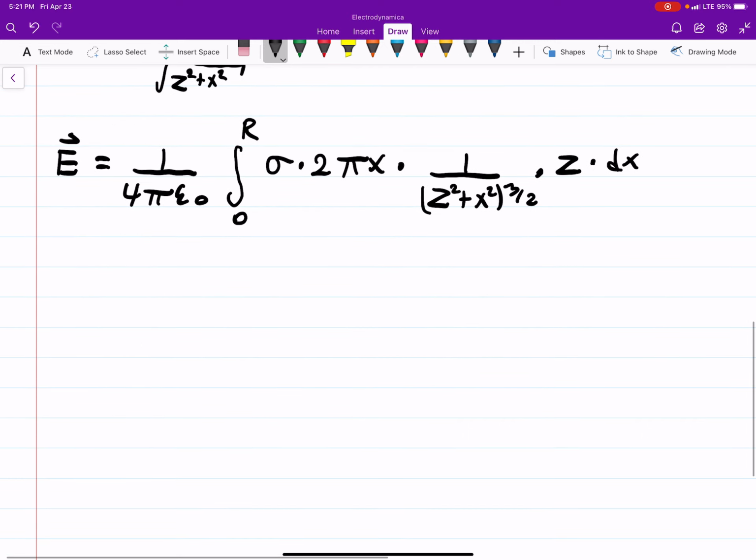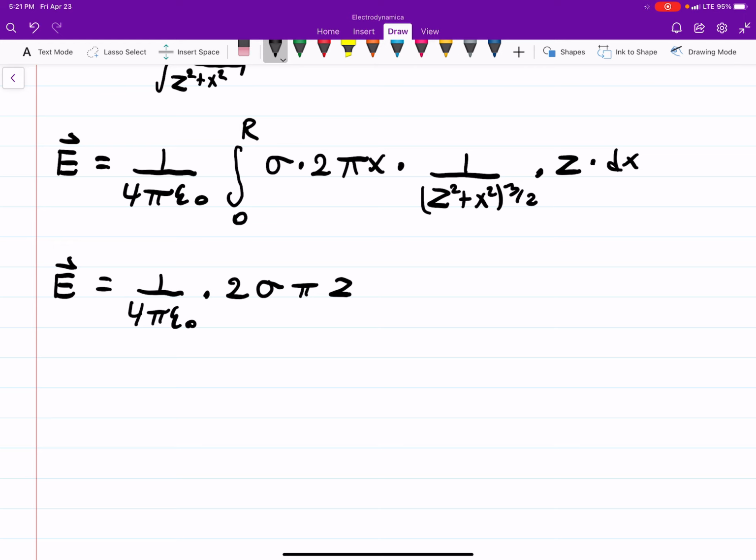So we can factor out some constants here, and you'll get 1 over 4 pi epsilon naught, which has always been out there, times 2 sigma pi z times the integral from 0 to R of x, which cannot be pulled out, over z squared plus x squared to the 3 halves dx. And you can see some stuff will cancel. The pi, for example, and this will become a 2.